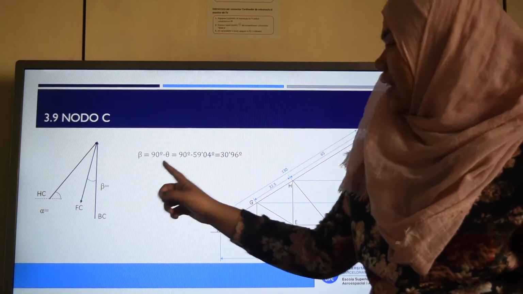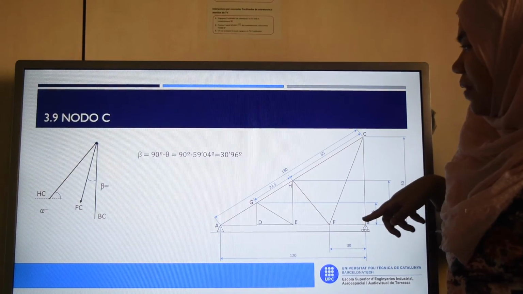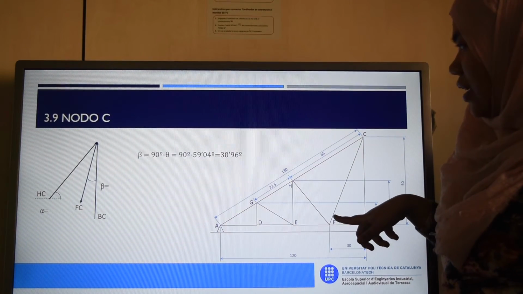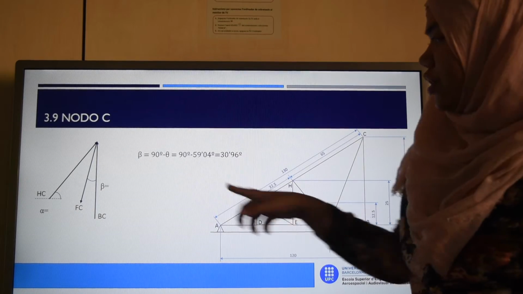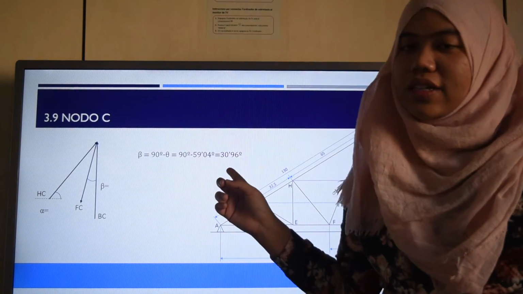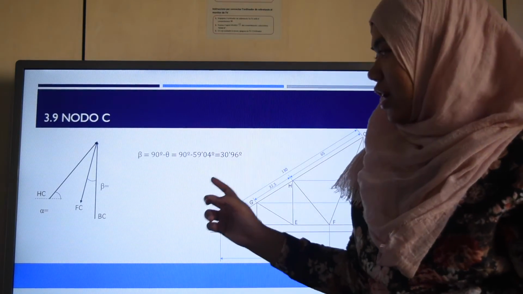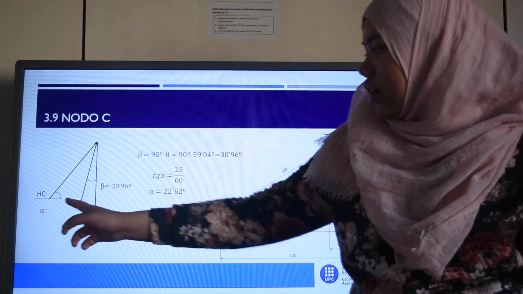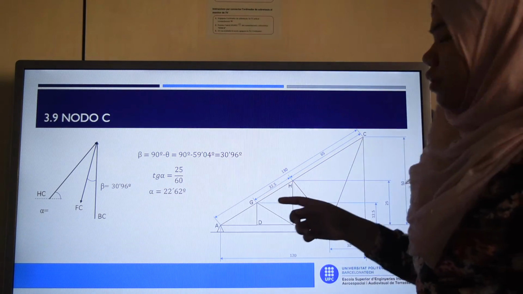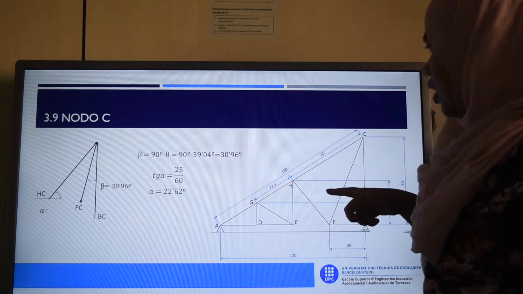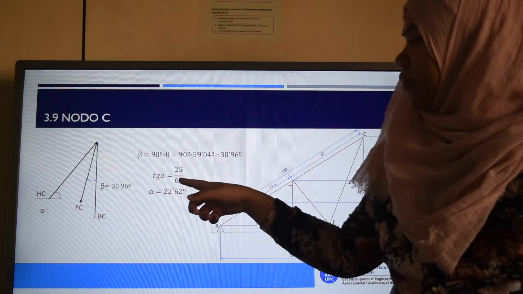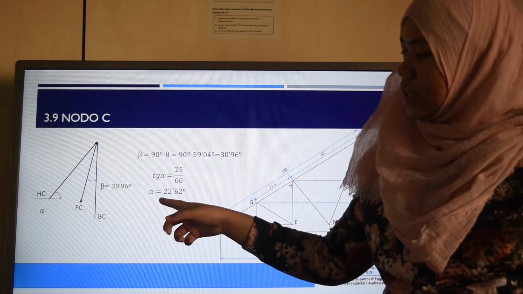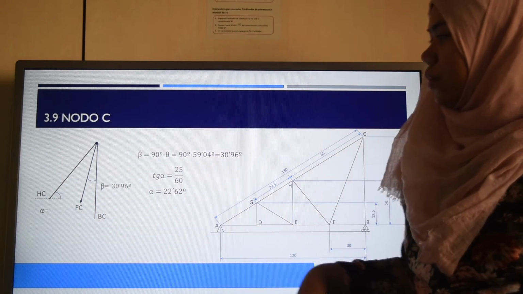So 90 minus the angle theta, which is 59.05, and we get the angle 30.96. And now to find the angle alpha right here, we can use the trigonometry method, which is 25 over 60, which gives 22.62.